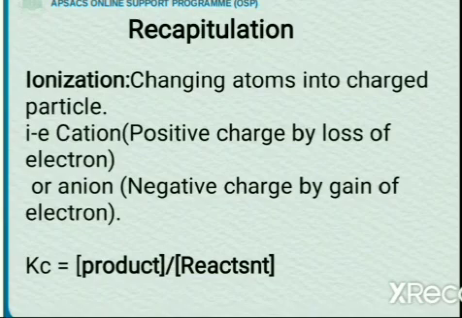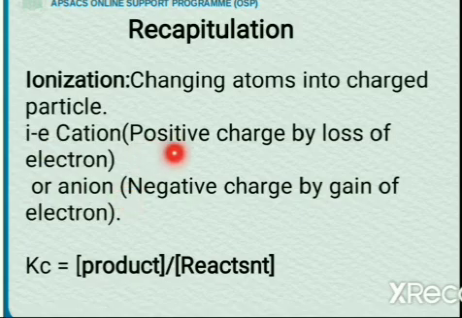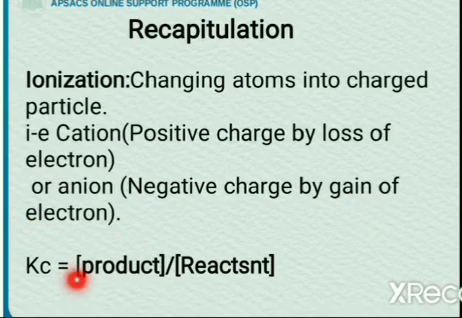Recap of the lecture. I have used the term ionization. What is the meaning of ionization? Ionization means changing of atoms into charged particles. Charged particles are of two types, cations and anions. What are cations? Positively charged ions formed by the loss of electrons. Anions are negatively charged ions formed by the gain of electrons. Next, we have used Kc. What is Kc? Kc is product upon reactant.